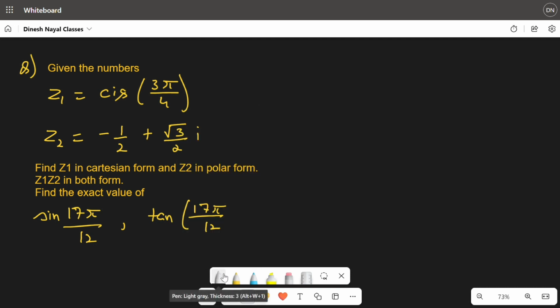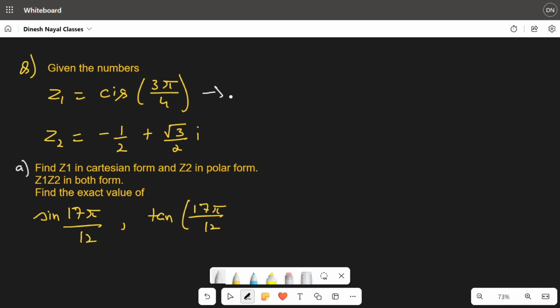Now see, two numbers are given: z1 is cis 3π/4 and z2 is minus 1/2 plus root 3/2 i. Find z1 in Cartesian form and z2 in polar form. So let's start with the first part, the A part: find z1 in Cartesian form.